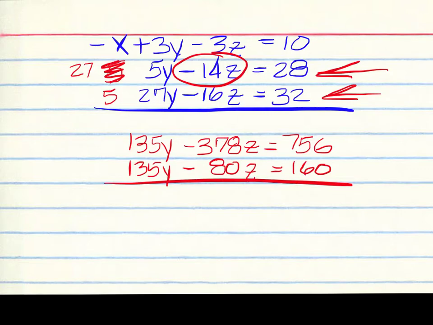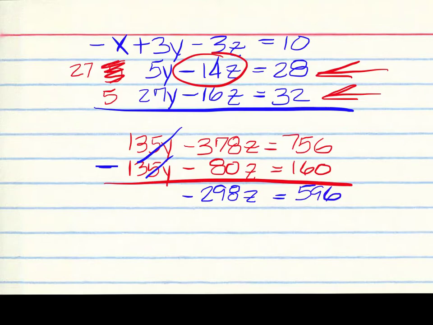And now that we have items here that are both positive, what operation should we do to get rid of them? Minus. So if we do minus here, it cancels those out. And now you have a negative 378 minus a negative 80. That's a double negative, so you're really adding. And that comes out to be a negative 298z. And then you have 756 minus 160. And that turns out to be 596.